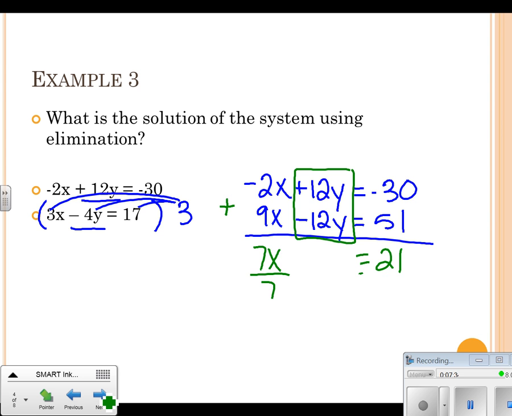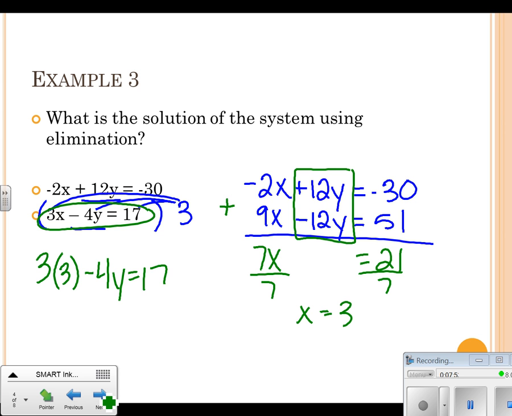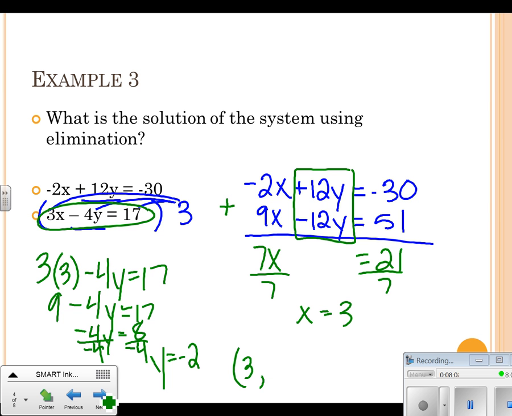Then if I divide both sides by 7, we're left with x is 3. So we know our x. Then we can take one of the equations we started with. It doesn't matter which one. Let's just pick the bottom one. 3x, where x is 3, so 3 times 3 minus 4y equals 17. So 9 minus 4y equals 17. So negative 4y is 8, and divide both sides by negative 4, and your y would be negative 2. So our answer, written as an ordered pair, is 3, negative 2.